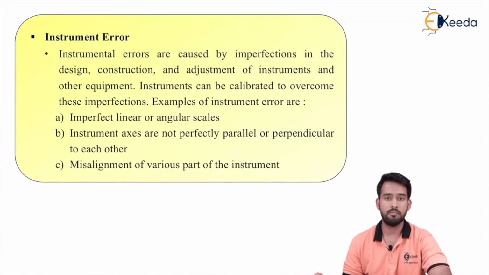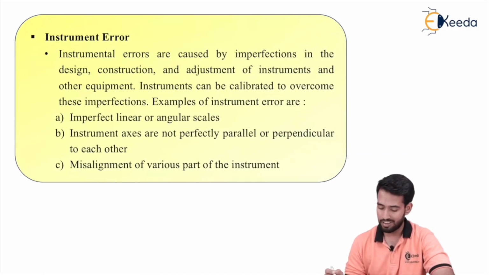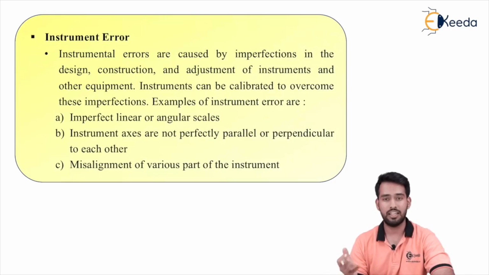The next, moving on to the second part, is instrumental error. Now your instrument may be imperfect, like the design or the construction and the adjustment of your instrument is not perfect. For example, imperfect linear or angular scales. As we can see, the scale or the tape is divided into linear measurements. If these linear measurements are not proper or not equally distributed, then there will be an error, which is known as instrumental error.